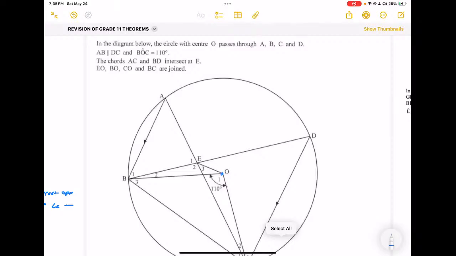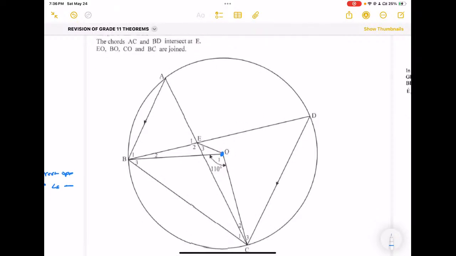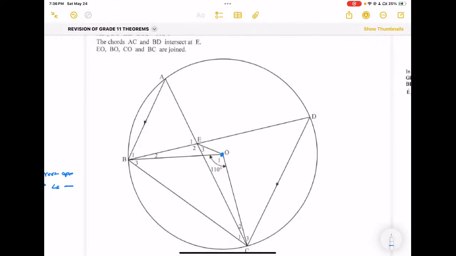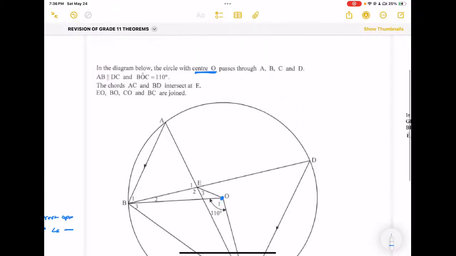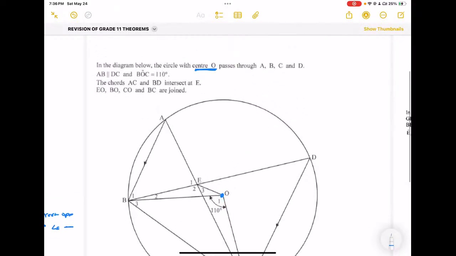So, the circle with the center O. The first key point is center O. That's the first keyword, right? It passes through points A, B, C, D. A, B, C, D might be a cyclic quadrilateral. Nope, it's not a cyclic quadrilateral because they didn't close it there, so I'm not going to talk about any cyclic quadrilateral here.